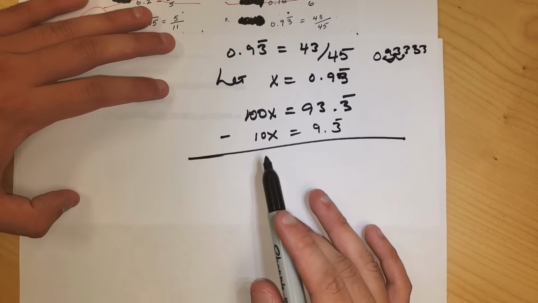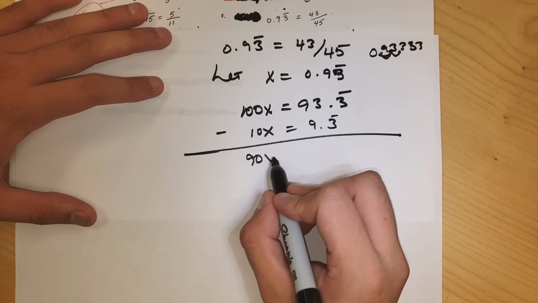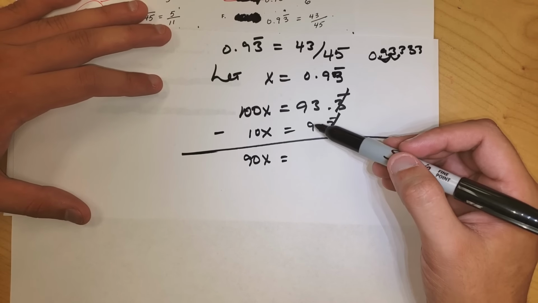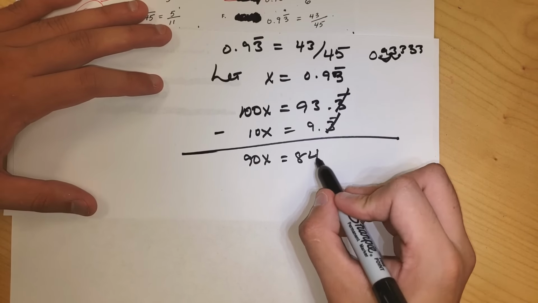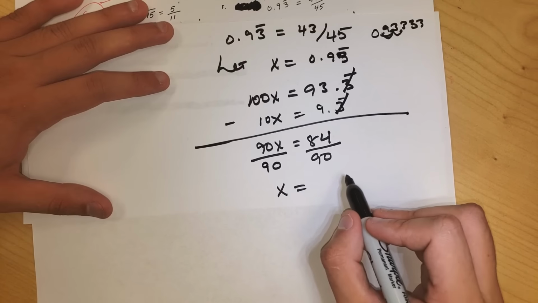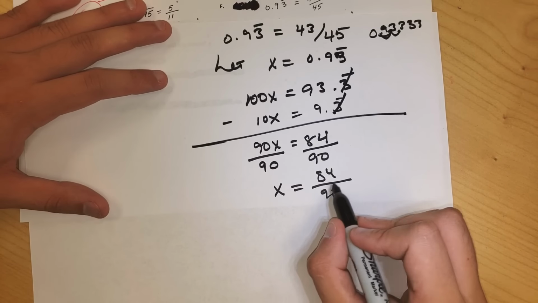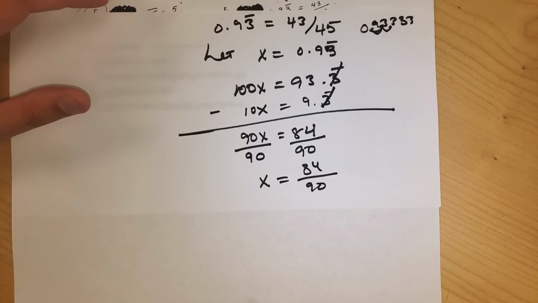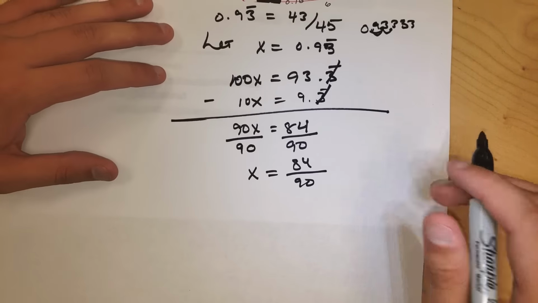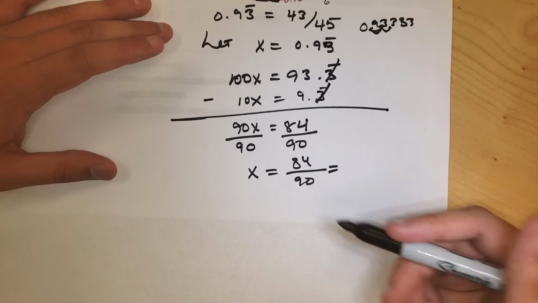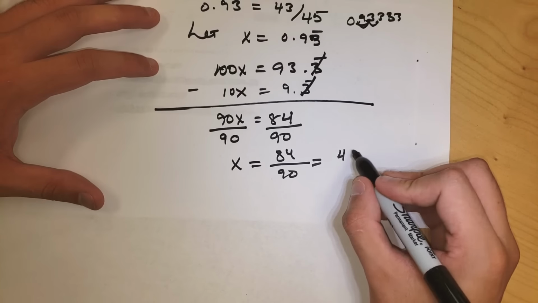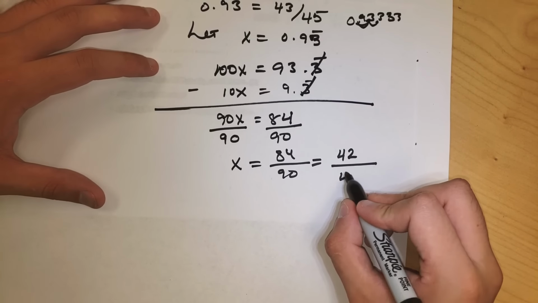Okay, 100x minus 10x is going to be 90x equals, the 3 repeatings will cancel. 93 minus 9 is going to be 84. Divide both sides by 90. You'll get x equals 84 over 90. Now it would be a good time to simplify this. All right. I'm going to simplify with the twos trick, because they're both even. Okay, just to make them a little bit smaller. So 2 goes into 84 42 times. 2 goes into 90 45 times.